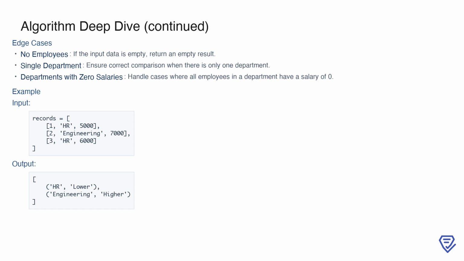Let's look at an example to clarify the process. Suppose we have the following input records: an employee from the HR department earning $5,000, another from engineering earning $7,000, and a second HR employee earning $6,000. In this case, the algorithm will calculate the company-wide and department-wise averages and return the comparison results as output.